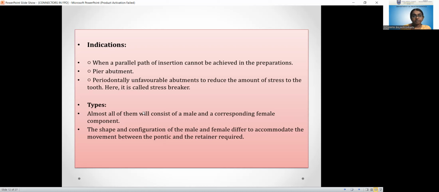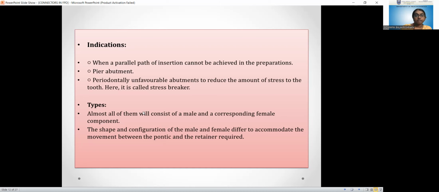Coming to the types, almost all of them have a male as well as a female component. The shape and configuration of this male and female component will differ to accommodate the movement required between the pontic and the retainer. So precision attachments or non-rigid connectors always have this male as well as female component.